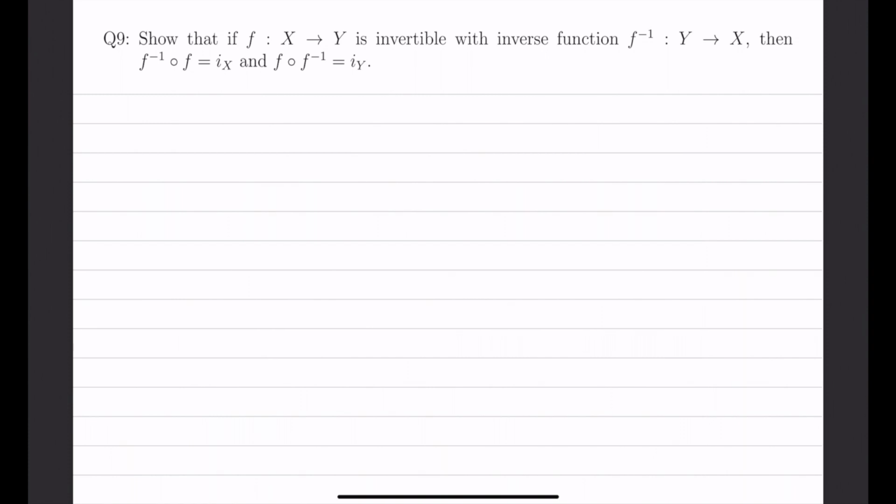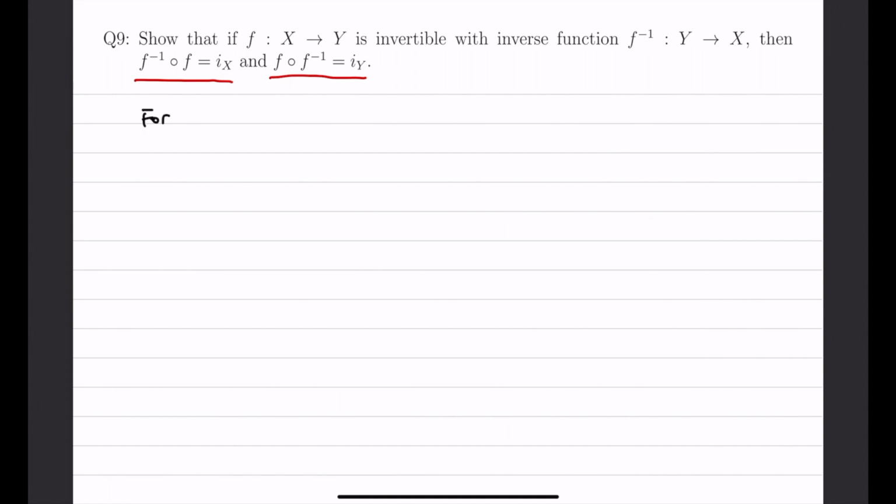Question 9 is about an important property of the inverse function of a function. So what we want to show here is that the composition of the inverse function and the original function gives the identity function in the domain, and the composition the other way around will give you an identity function in the codomain. So let's try to show this.